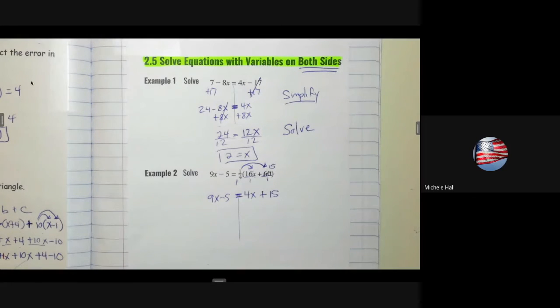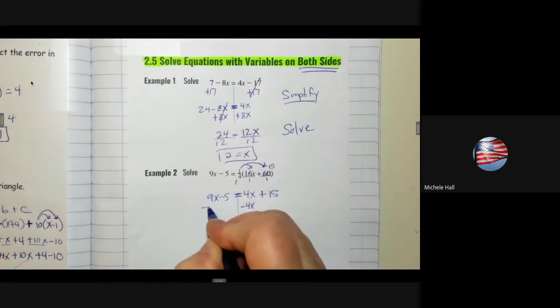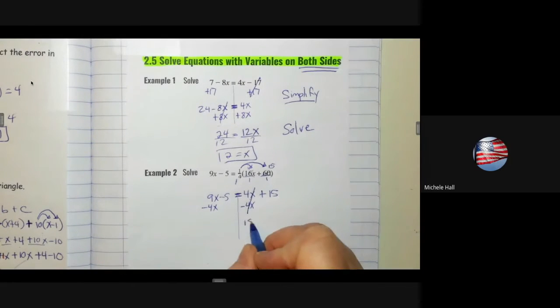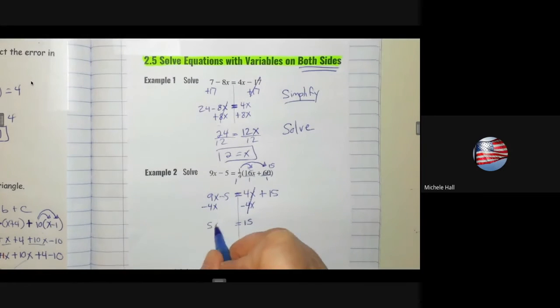So the first thing that I look for is which way should I move my x? And you always want to bring the smaller x over to the bigger x. So the opposite of a positive 4x is a negative 4x. I'm shifting this to the other side of the equation by using the opposite, minus 4x. 4x minus 4x cancels, and we get 15 equals 9x minus 4x is 5x. Then I still have minus 5. Now I have a two-step equation, and I'm ready to solve.